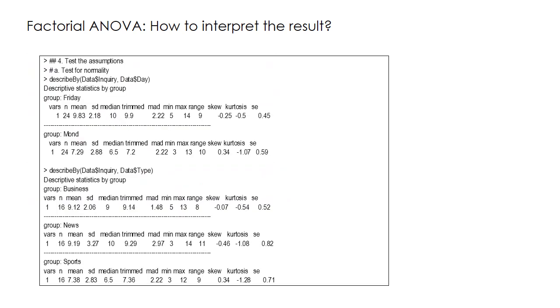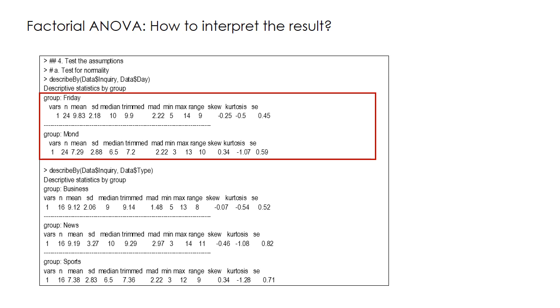Now when you test for assumptions, we looked at the descriptive statistics for inquiry data by day. By day, meaning there are two groups, Friday and Monday. They examine, for the variable, how many observations do they have? For Friday they have 24, for Monday they have 24. What is the mean, the standard deviation, the median, and so on. So you have all this descriptive information of the inquiries for group Friday and also for group Monday.